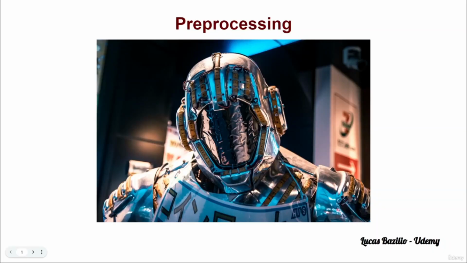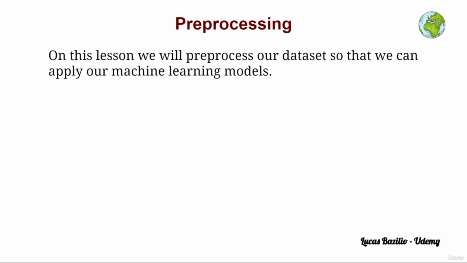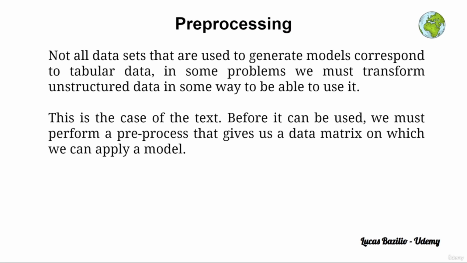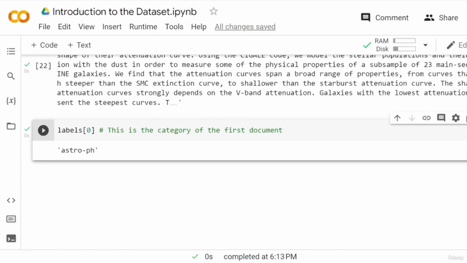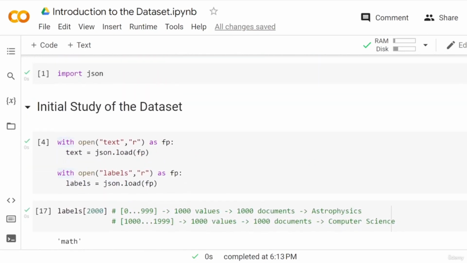Hey everyone, on this lesson, we will pre-process our dataset so that we can apply our machine learning models. The reason for this is that not all datasets that are used to generate models correspond to tabular data. In some problems, we must transform unstructured data in some way to be able to use it. And this is the case of the text, what we have on this problem. Before it can be used, we must perform a pre-process that gives us a data matrix on which we can apply a model. So now let's continue where we left off from the previous lesson.